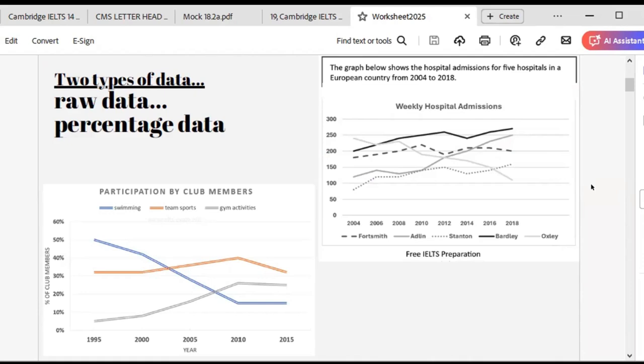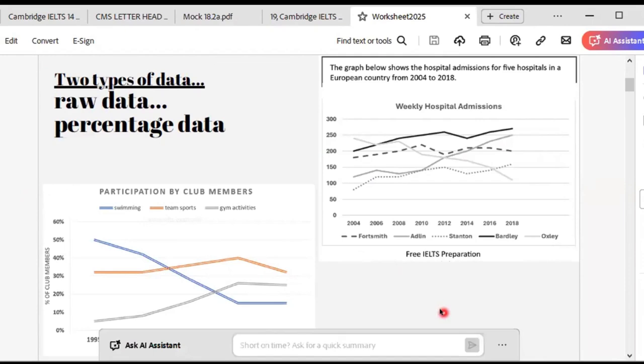So the 2 examples that we have on the screen here are called line graphs. This is just one of the 5 types of data-based charts that you are going to see in IELTS Academic Task 1 writing. Line graphs.